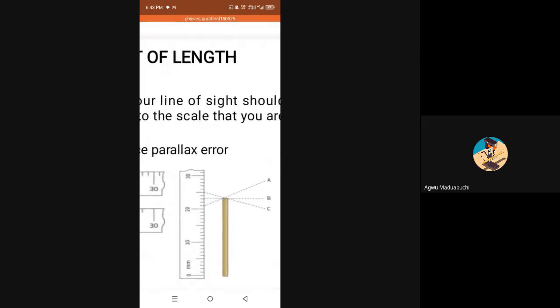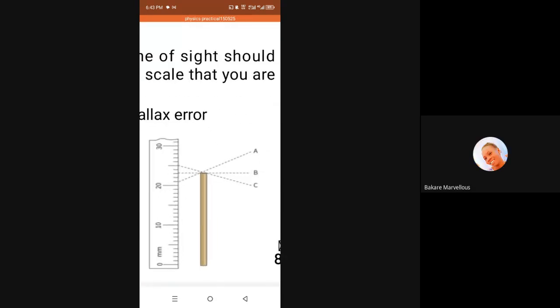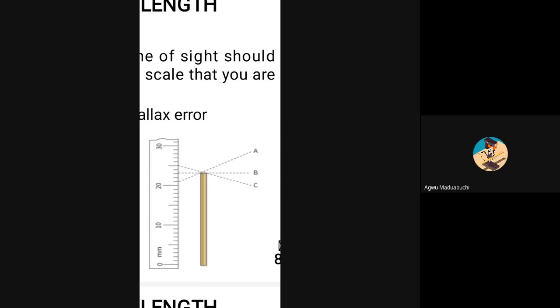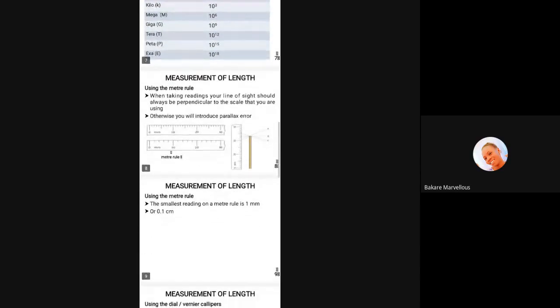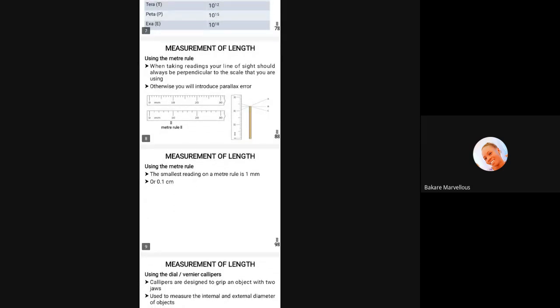Now, the second diagram, we have A, B, C. Do you notice A, B, C on the second diagram? Yes, sir. So which of A, B, C is the correct way of taking a reading using a meter rule? B. Yes, slide 9.